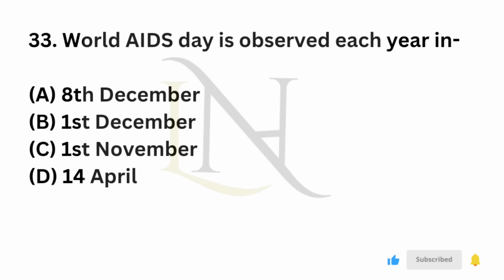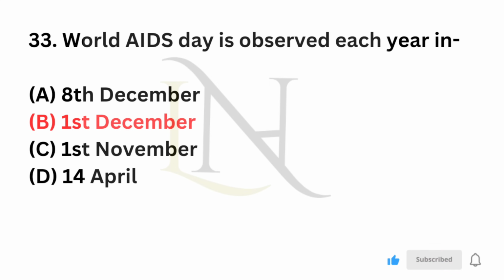World AIDS Day is observed each year on: Option A, 8th December. Option B, 1st December. Option C, 1st November. Option D, 14th April. Correct answer: Option B, 1st December is World AIDS Day.